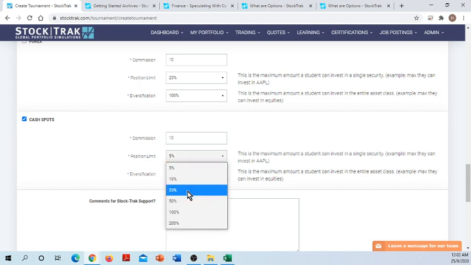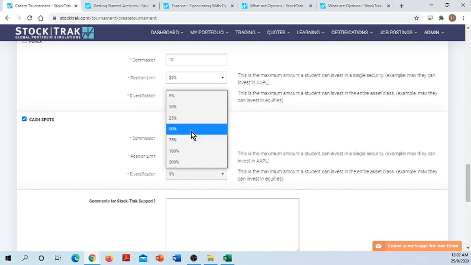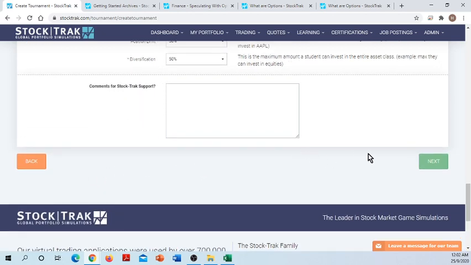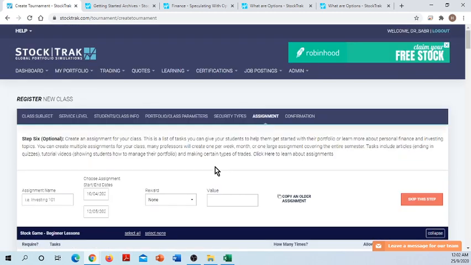But in my case, I want that to be limited to 25% or 50%. And the commission is $5 per trade. And 50%. Okay.